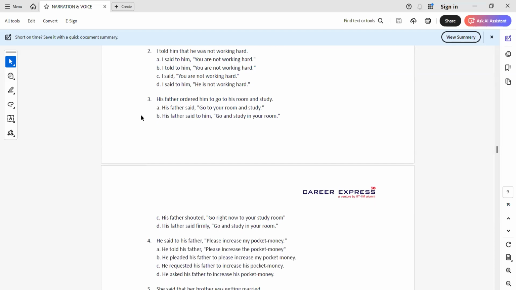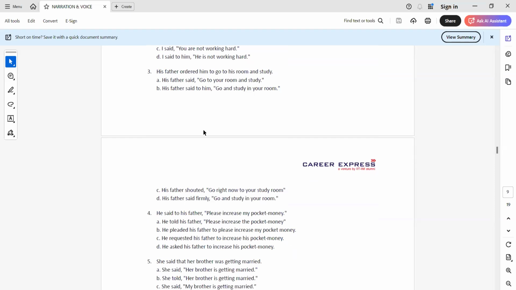His father said, go and study. B. His father ordered him to go to his room and study. His father said to him, go and study in your room. Go to your room and study. But here it's specifying him. It's written go to your room and study. Okay, fine.